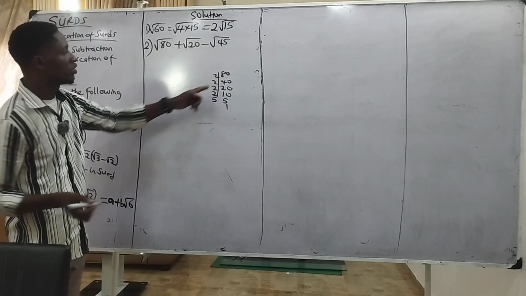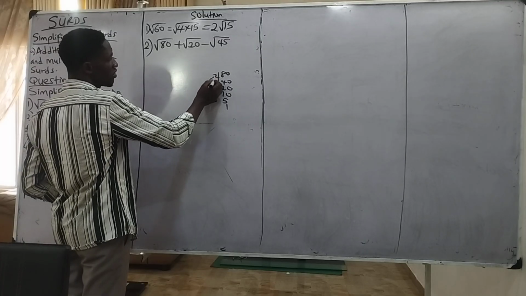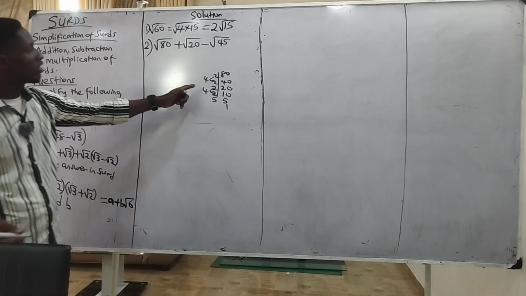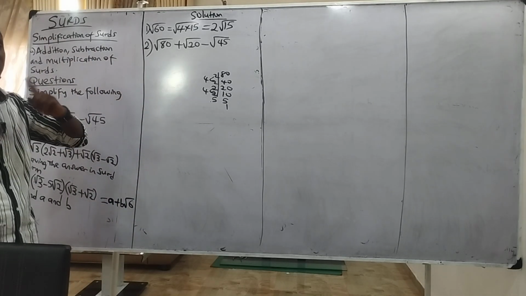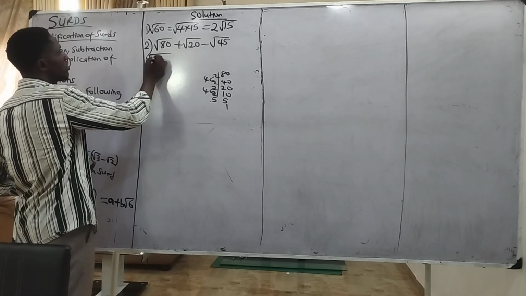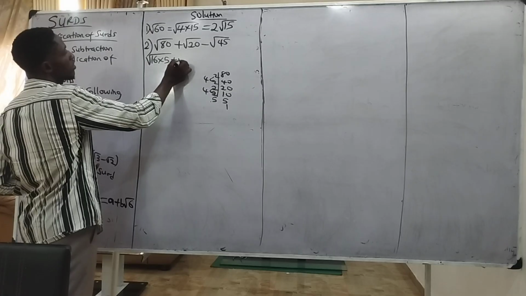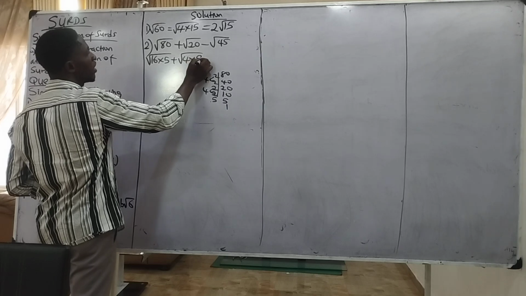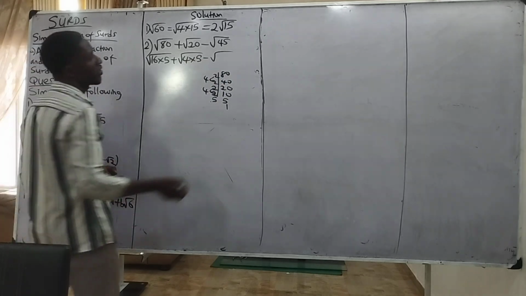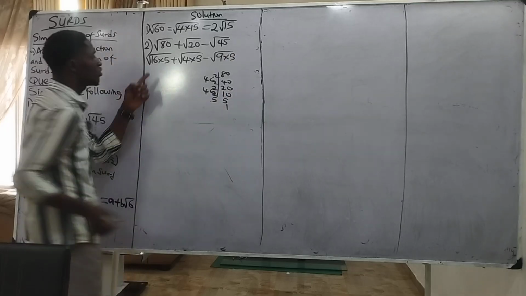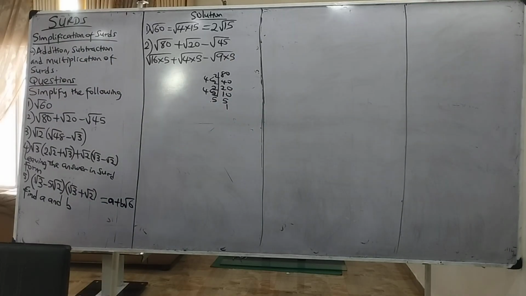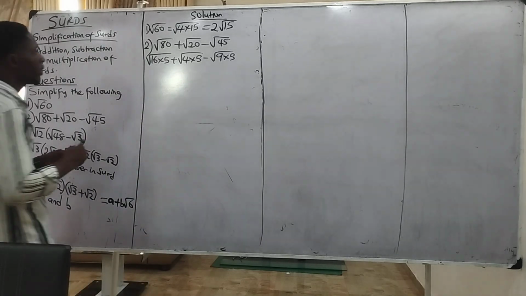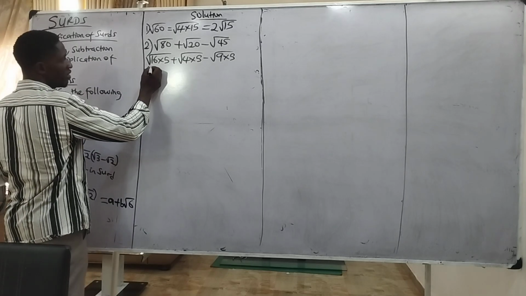We have 2 times 2 is 4. 4 times 4 is 16. So 16 times 5. 16 is the perfect square there. So I have root 16 times 5, plus the perfect square in 20 is 4, so we have 4 times 5, minus the perfect square in 45 is 9, so 9 times 5. Once you get the first one, it's going to give you a clue of how the others will look like. So going by this, square root of 16 is 4.